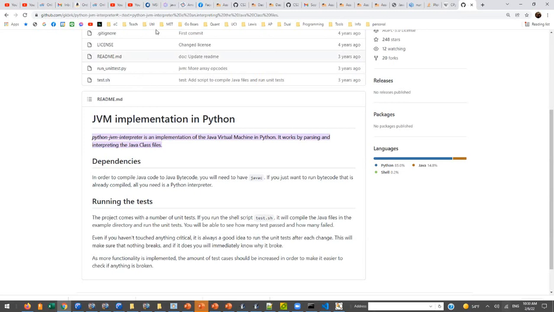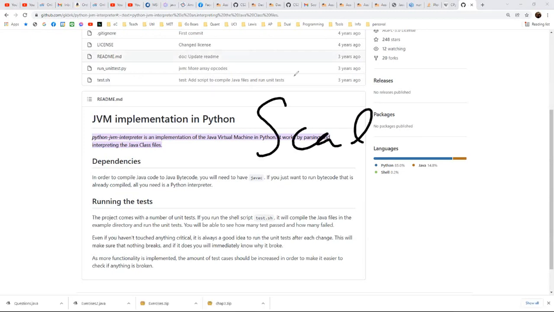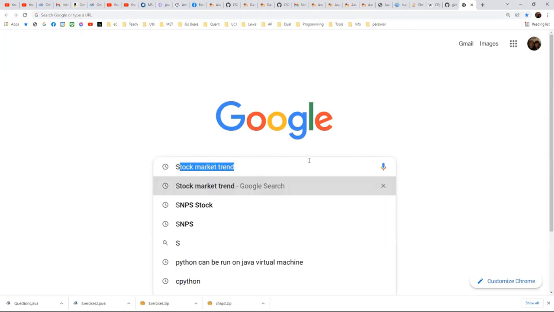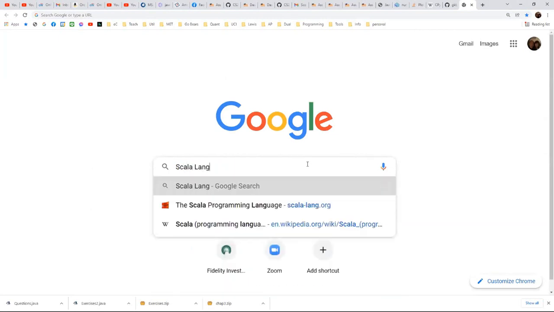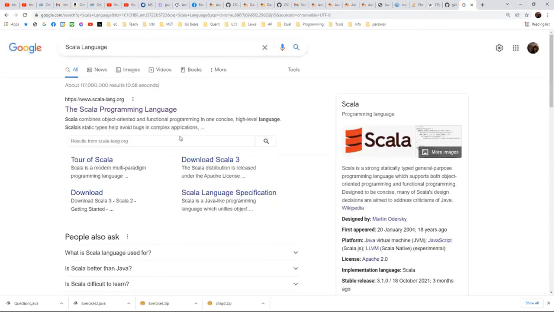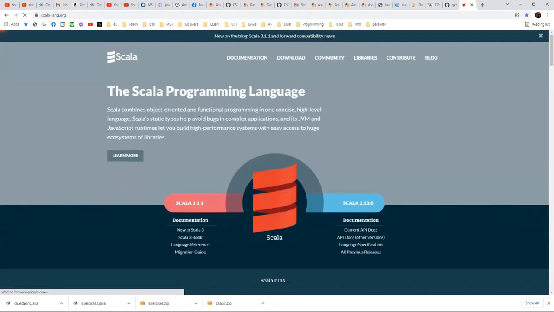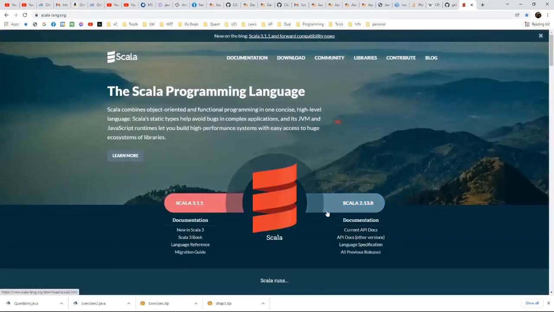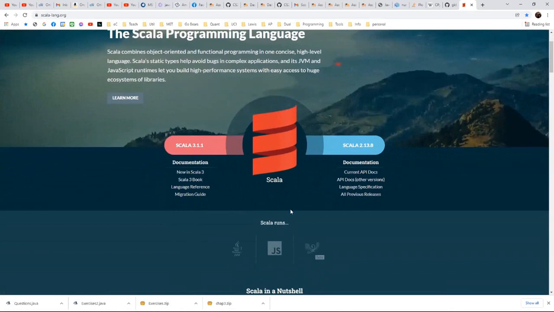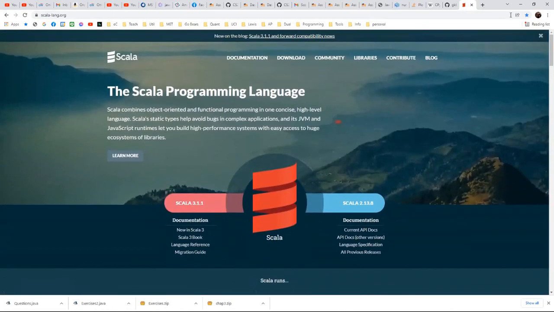Scala, you know Scala? Scala language. They are also running on the Java virtual machine. Okay, Scala. So the virtual machine is just an interpreter. It is actually fully running on the Java virtual machine. Okay.